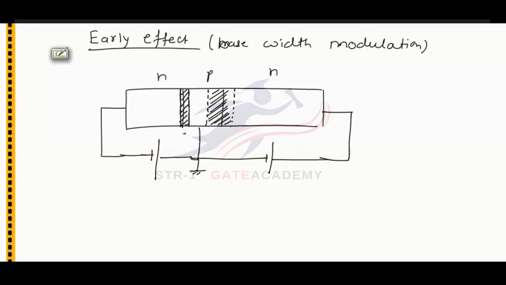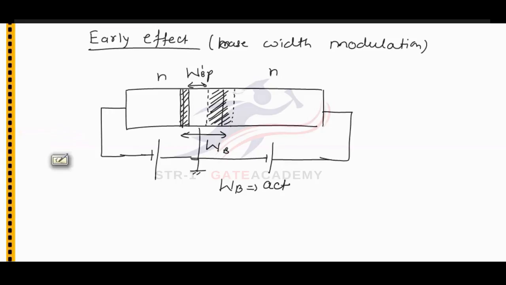Now when the BJT was fabricated, this was the actual base width, and during operation only this much base width remains, WB dash, and this is WB. So WB is the actual base width and WB dash is the effective base width.